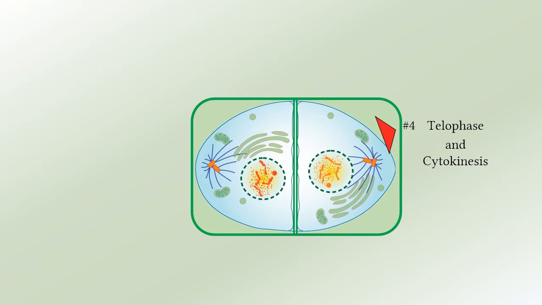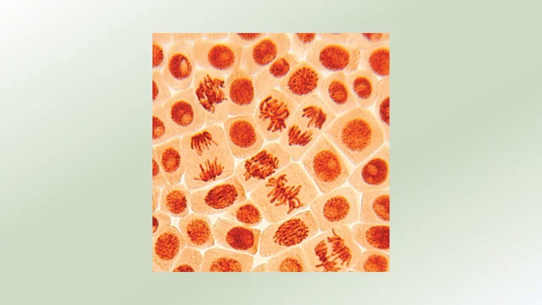2 plasma membranes, and 2 cells. You can see the stages of mitosis and cytokinesis here in this photo. Interphase is the time between mitosis events.